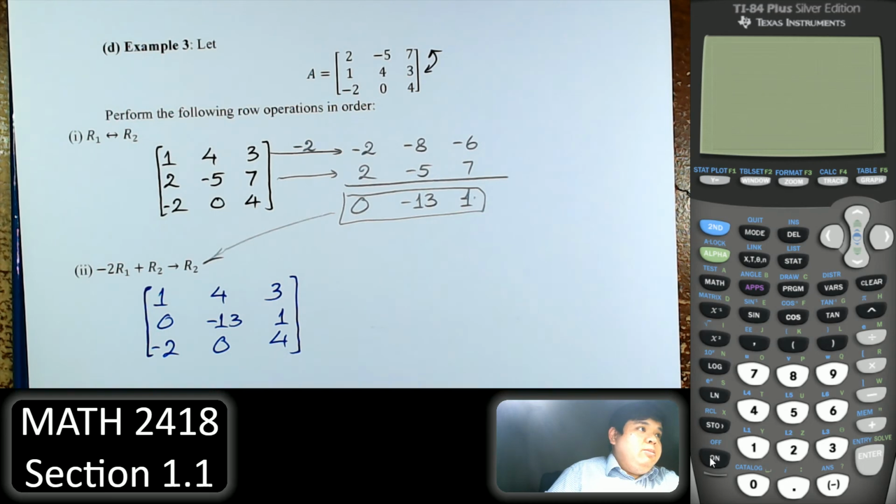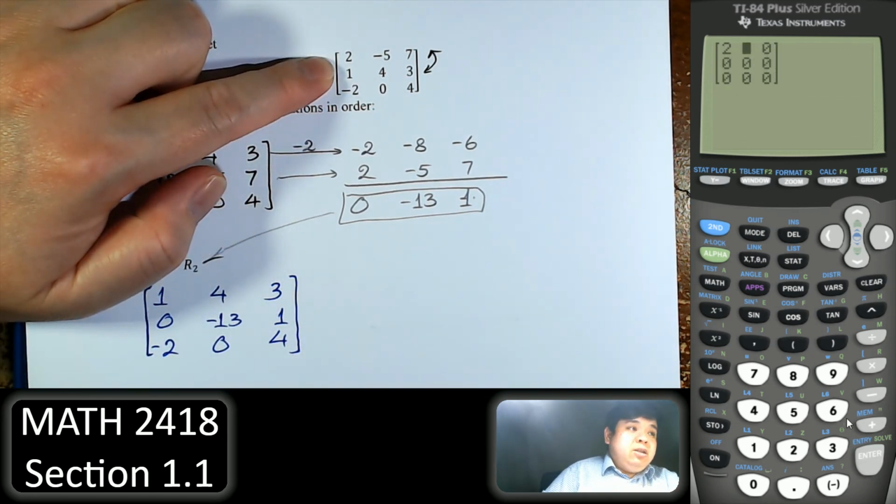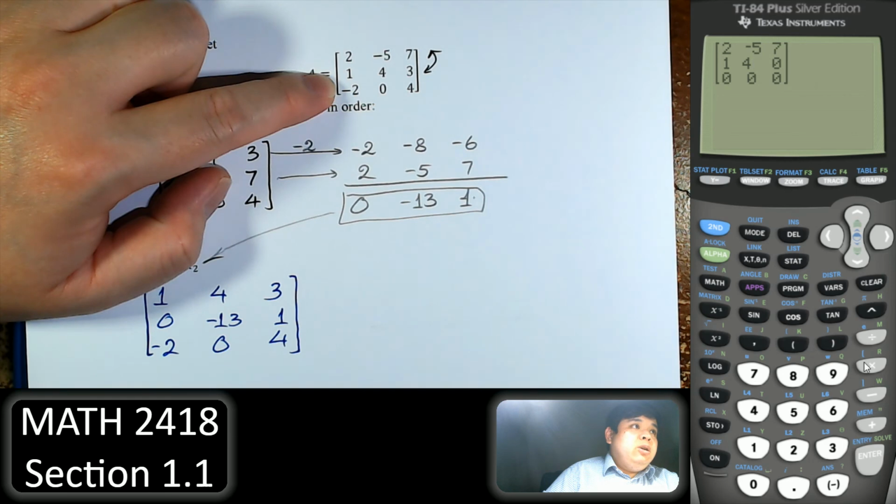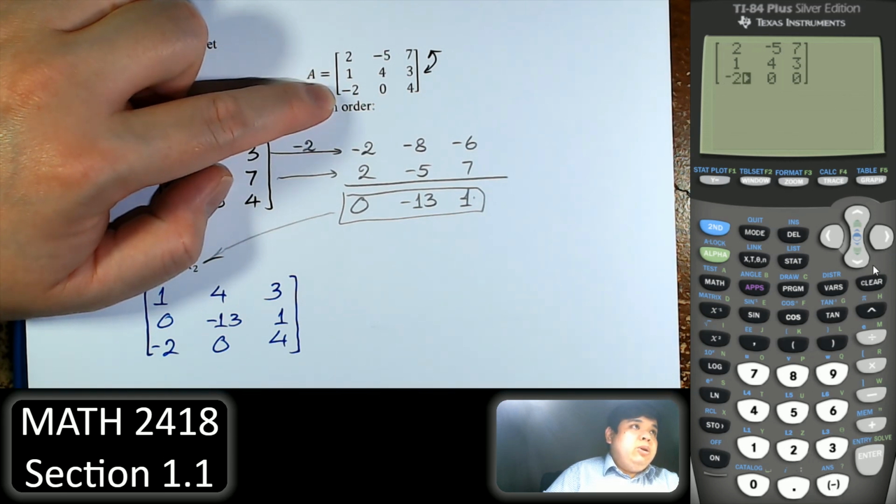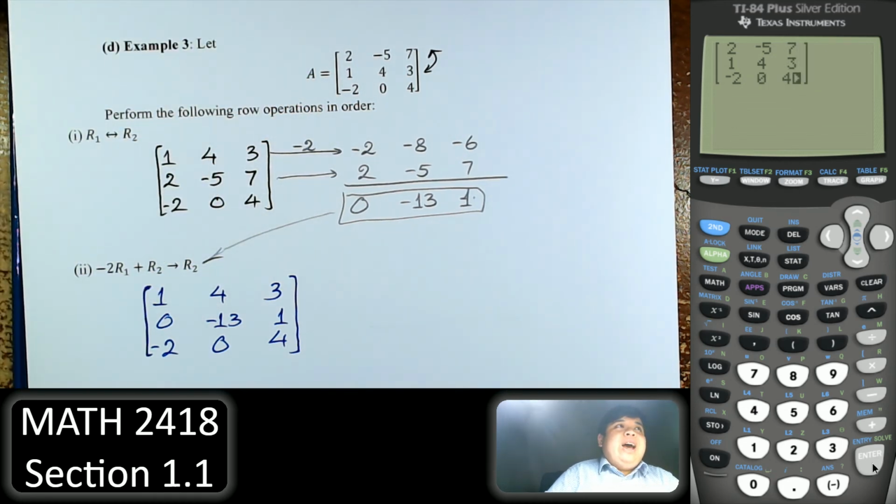Alright, let's use a calculator. So we have the matrix. Let's say alpha and zoom, 3 rows, 3 columns. If you hit enter, that will be wrong. Like I said, when we enter this on the home screen, do not hit enter when we're done. So 2, hit the next button, negative 5, 7, 1, 4, 3, negative 2, 0, and 4. We're done. So hit enter.